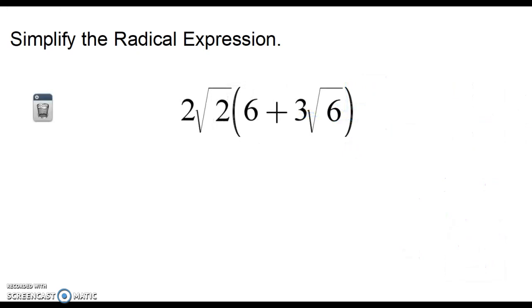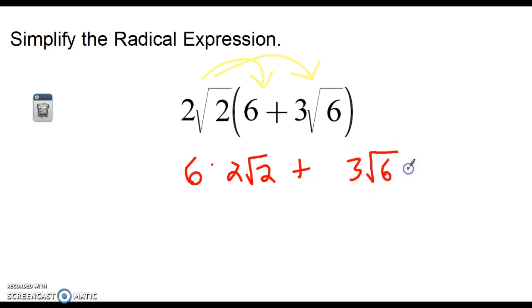When I have a product involving a sum with a number and a number with a radical, I must distribute this to both items. So I'm actually going to distribute that to both terms. So it's going to be 6 times 2 square roots of 2 plus 3 times the square root of 6 times 2 square roots of 2. So notice that I actually distributed that to both terms here. That whole thing, 2 square roots of 2, came here with the 6. 2 square roots of 2 is here with the 3 square roots of 6.